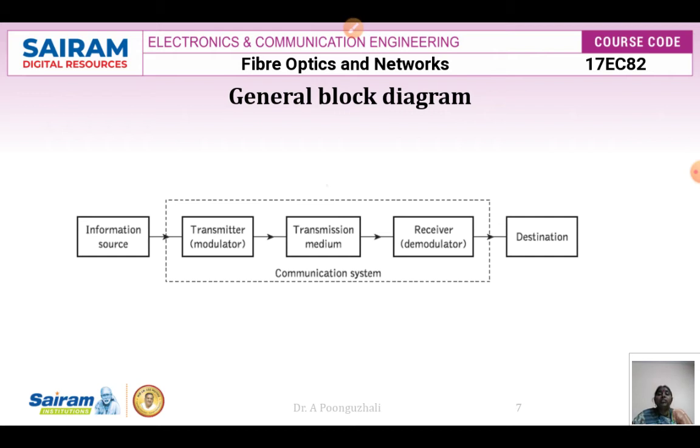Next, we are going to see the general block diagram of a communication system. We are going to have an information source, which is going to produce some electrical energy, and that is nothing but the signal we want to transmit. This signal is going to be a low frequency signal, and it cannot be transmitted for a longer distance. After some distance the signal will fade away.